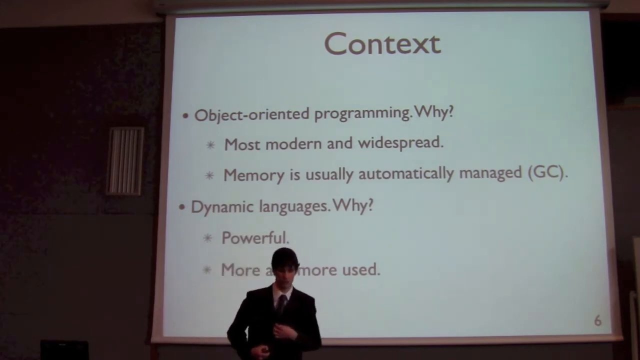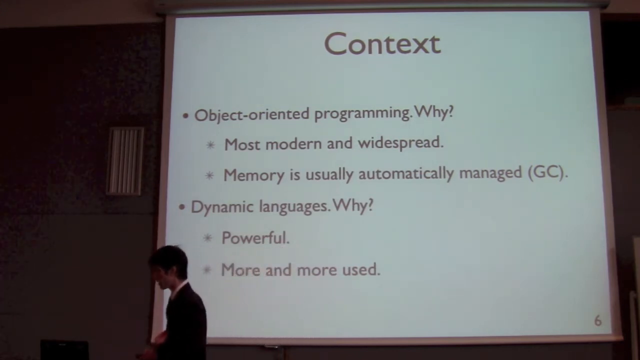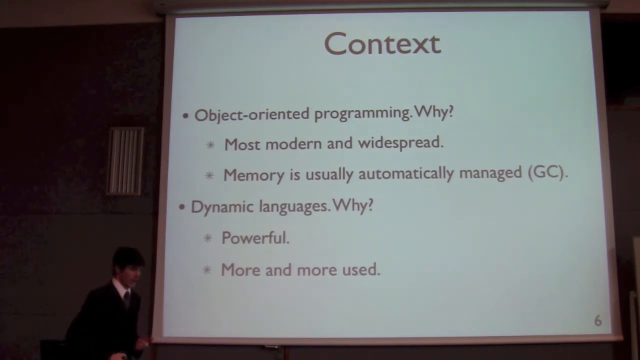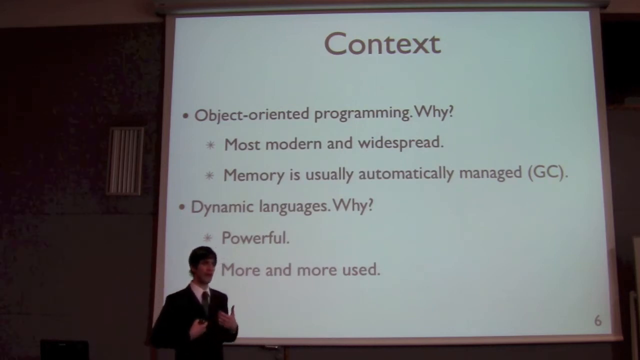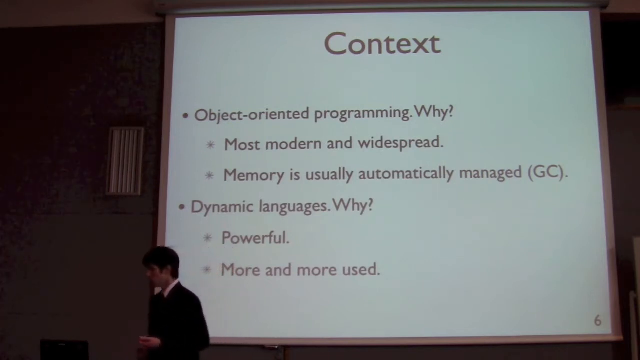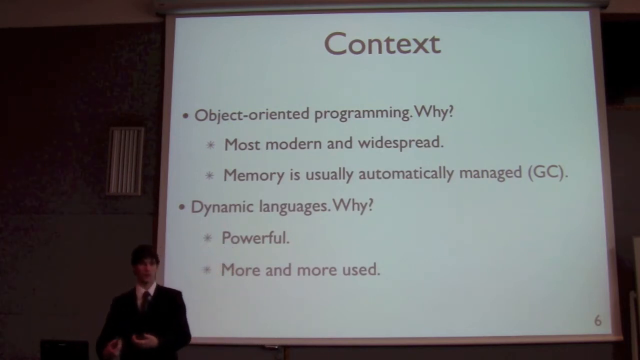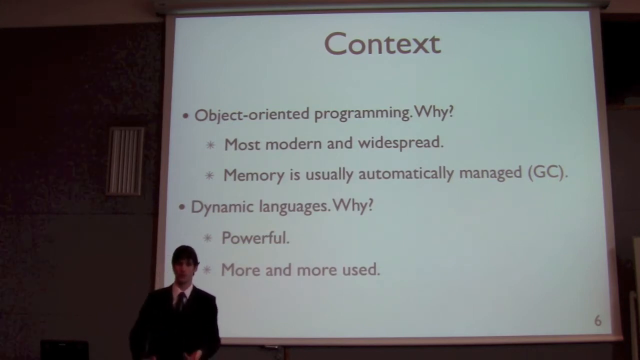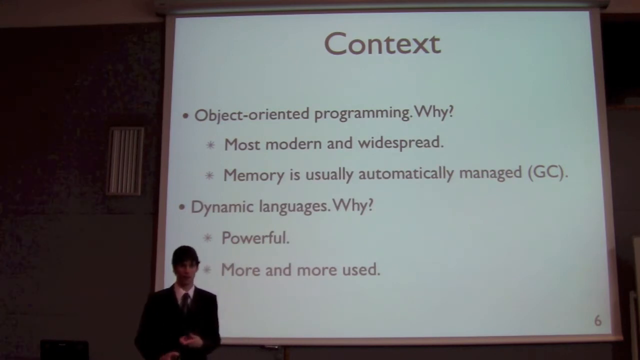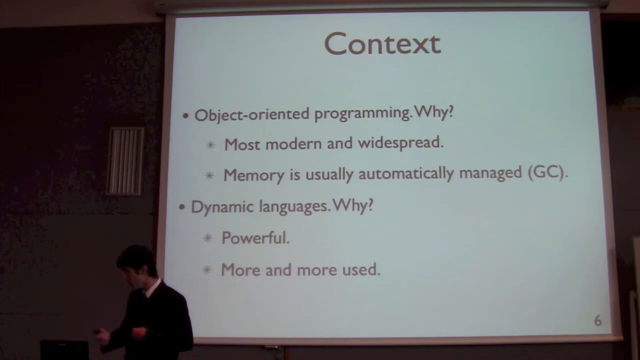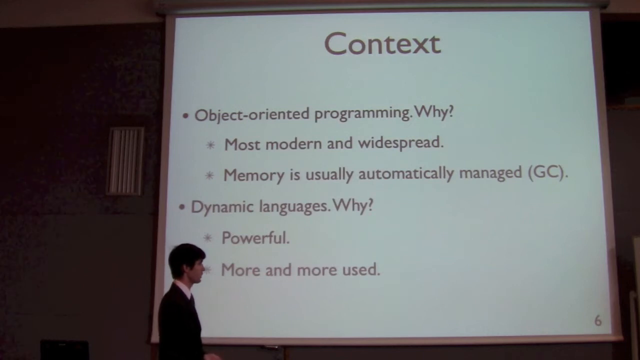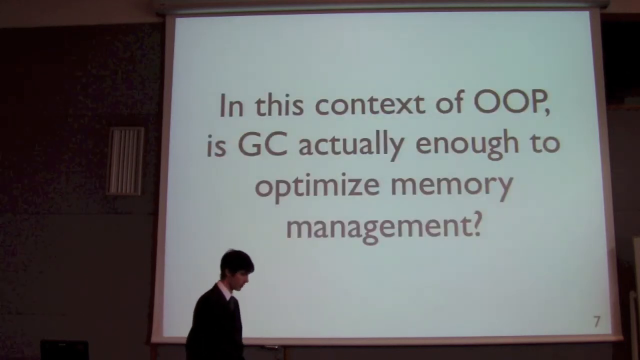So I think it's not necessary to justify nowadays why, but I think why object-oriented, because besides being the most modern and widespread paradigm, what is very important is that usually the language takes care of managing the memory. So usually by a garbage collector. So that means that from the language point of view, there could be something that we can improve. This is in contrast, for example, with C, where the developer needs to manually allocate and deallocate memory. So there is little we can do there. And why dynamic? Because I think they are powerful. And year after year, we are seeing that dynamic languages have more and more impact.